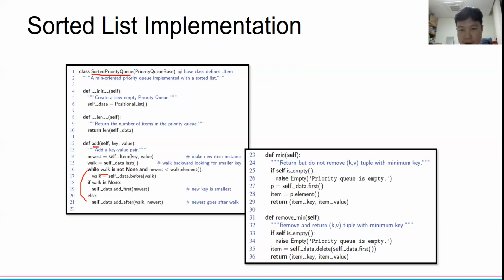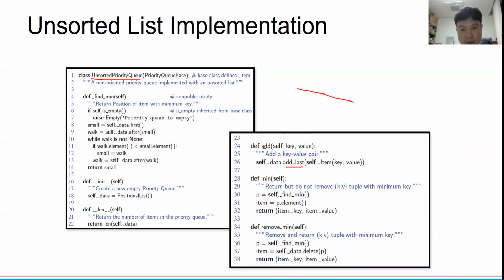The other operations are the same, like minimum and remove minimum. But for minimum and remove minimum, it will need to find the minimum. To find the minimum, it will take n times.